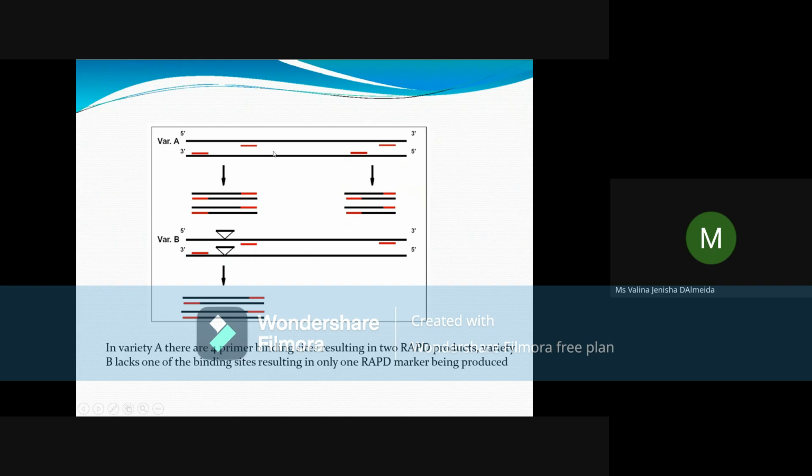So we say monomorphism and polymorphism, which means which similar DNA fragments are produced, and which dissimilar DNA fragments are produced.